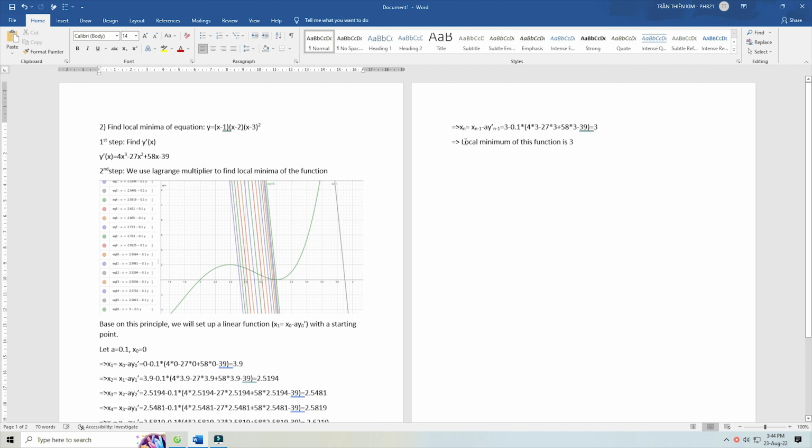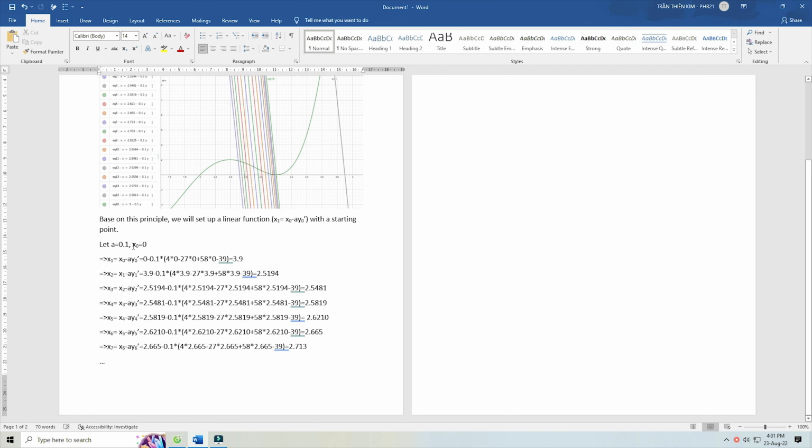On question 2, we will find the local minima of the equation y equal to (x minus 1) multiplied by (x minus 2) multiplied by the square of (x minus 3). First step, we will find the derivative of y(x). We will have this function, and in the second step, we use gradient descent to find the local minima of the function. We set up a linear function x1 equal to x0 minus a times y'(x0), with a starting point. In this case, I choose a equal 0.1 and x0 equal 0.